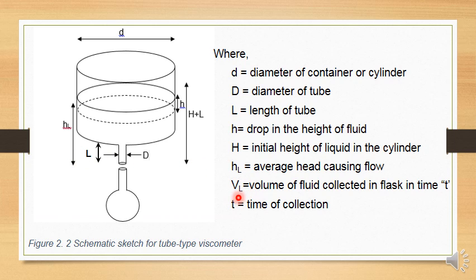Now capital V with subscript L, that is V_L, is the volume of the fluid collected in the flask in time t. V_L is very simple to calculate. If you have a flask, its volume will be equal to the volume of the fluid. t is the time of collection that you are going to measure with the stopwatch.